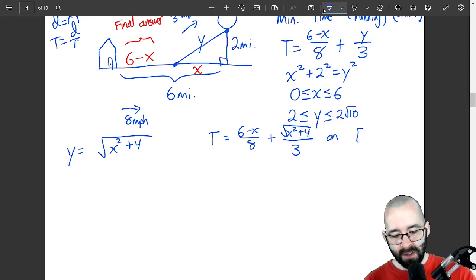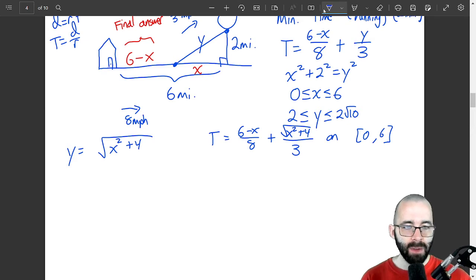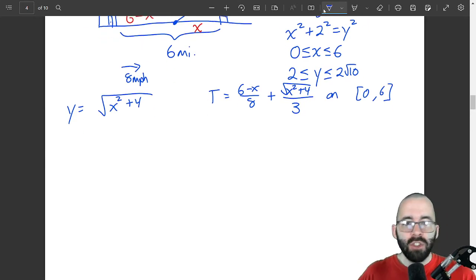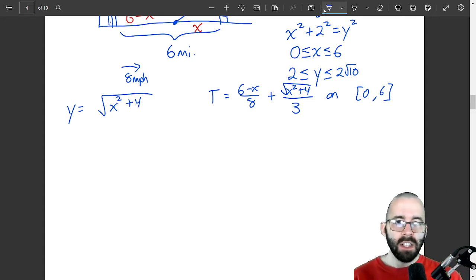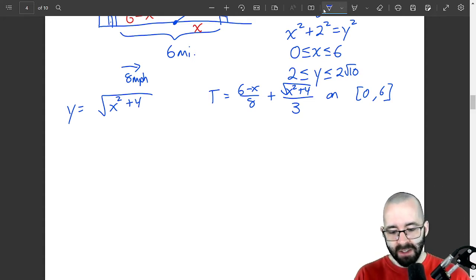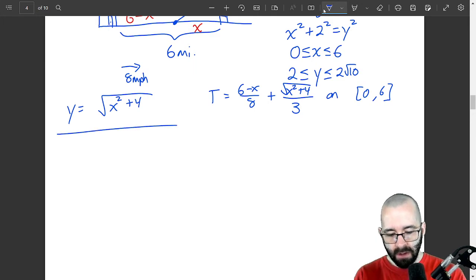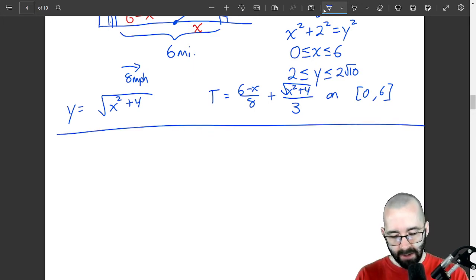And again, this is our interval for x. This is where we have to find the absolute extrema. As soon as you get here, it's just a 4.3 problem. Check the endpoints, find the critical points, pick the biggest or the smallest. We're trying to find the smallest time here. So before taking the derivative, let's rewrite this function a little bit to make it a little easier.